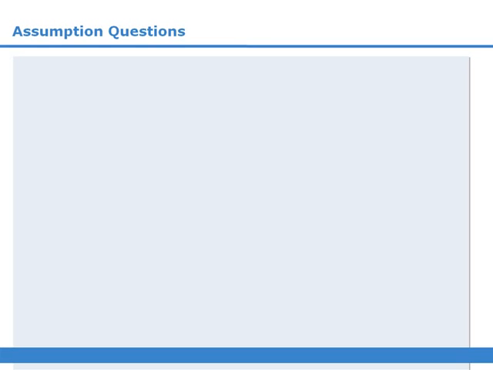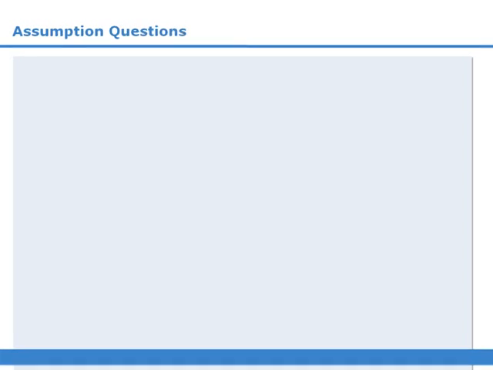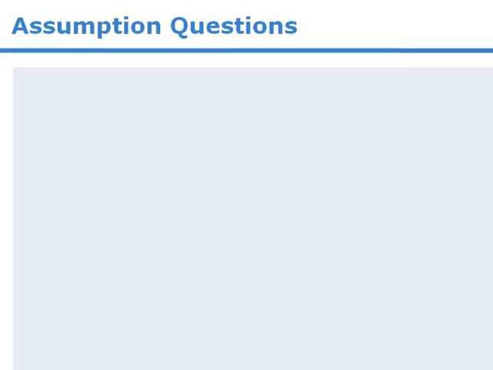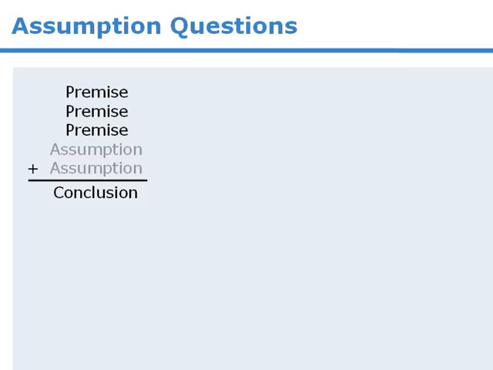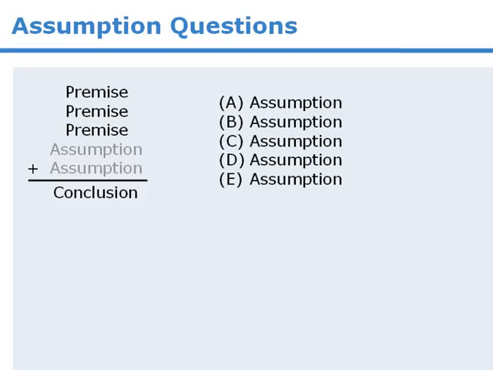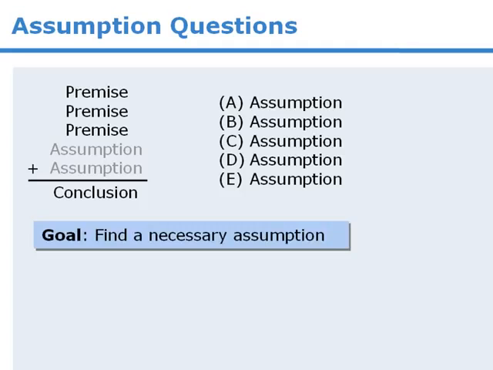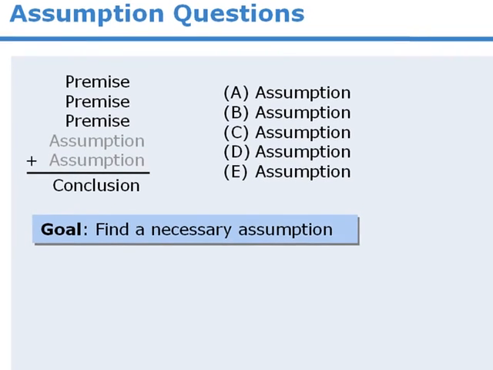In this lesson, we'll examine the strategy for tackling assumption questions on the GMAT. These questions present us with an argument, and the answer choices consist of possible assumptions. Your job is to identify an unstated assumption that is necessary for the conclusion to follow from the premises.